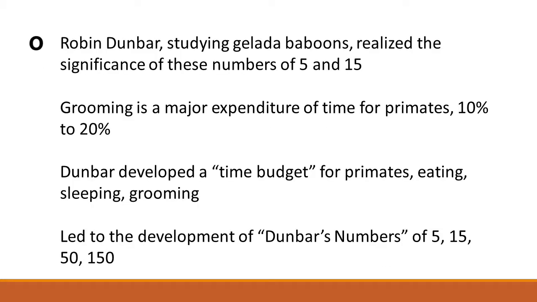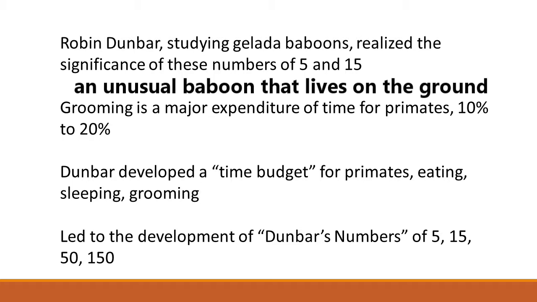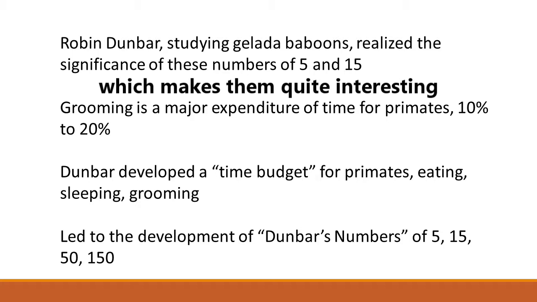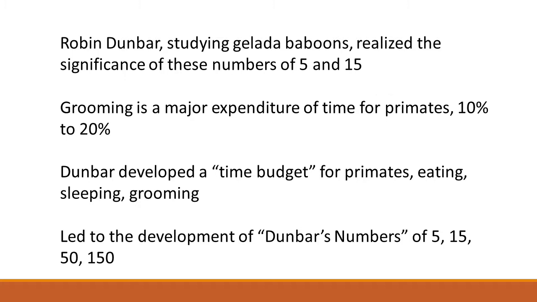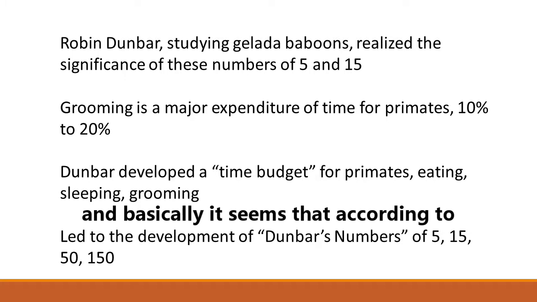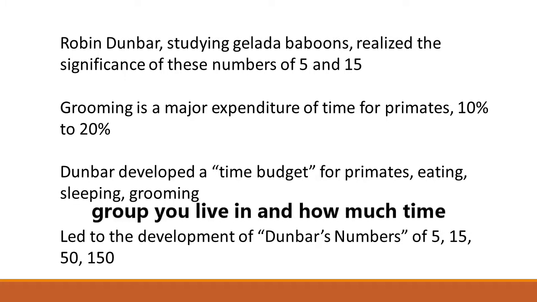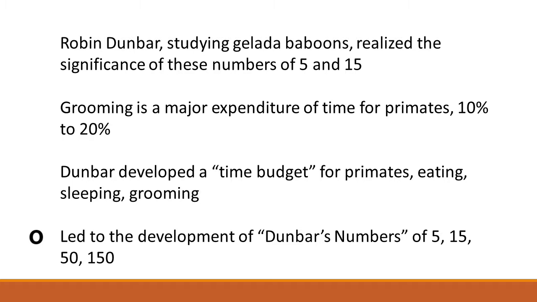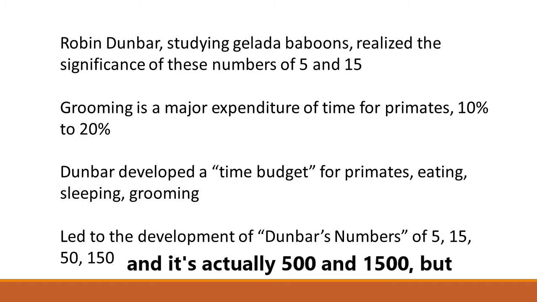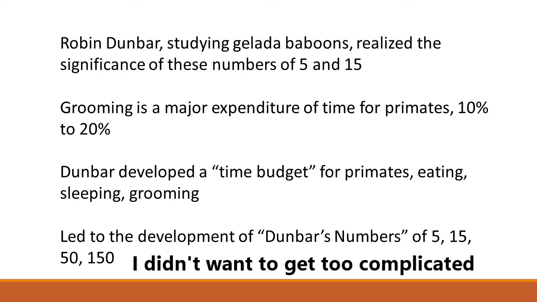Robin Dunbar, studying gelada baboons, an unusual baboon that lives on the ground, which makes them quite interesting for comparison to humans, realized the significance of the numbers 5 and 15. Grooming is a major expenditure of time. He developed a time budget for primates, how much time they spend eating, sleeping, grooming, and it seems that brain size determines the size of the group you live in and how much time you need to spend grooming. It led to the development of Dunbar's numbers, which are 5 and 15, 50 and 150, and it's actually 500 and 1500, but I didn't want to get too complicated here.